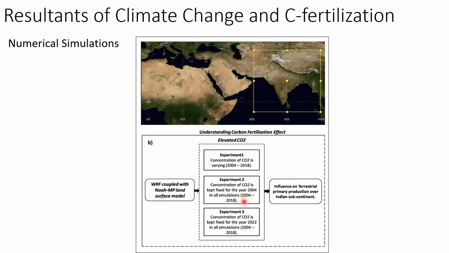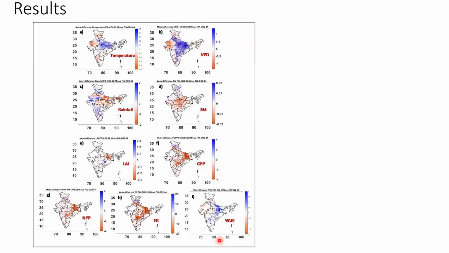For the second one, we kept the carbon dioxide concentration at the 2004 level, but allowed the climate variables to change in their own way, the way they change in the observations. And for the third one, we are making it the 2022 level. Now, when we looked at just the impacts of carbon dioxide concentration, of course temperature is increasing in the majority of places, but the important part is that GPP and NPP in the observed condition have not really increased. This is very important.